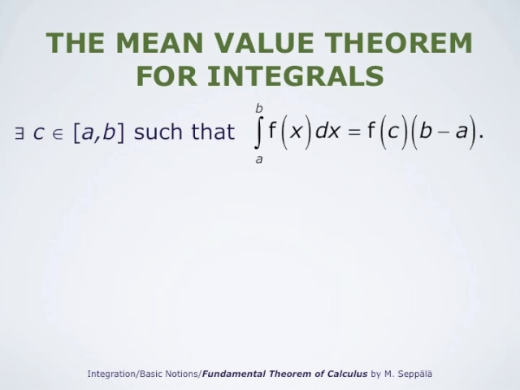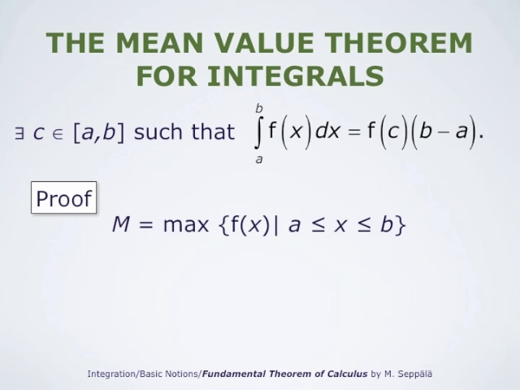We assume that the function f is continuous on a closed interval from a to b, and we claim that there is a point c between a and b such that the integral from a to b of f of x dx equals the function f evaluated at c times b minus a. This is called the mean value theorem for integrals. The proof is based on the previous considerations.